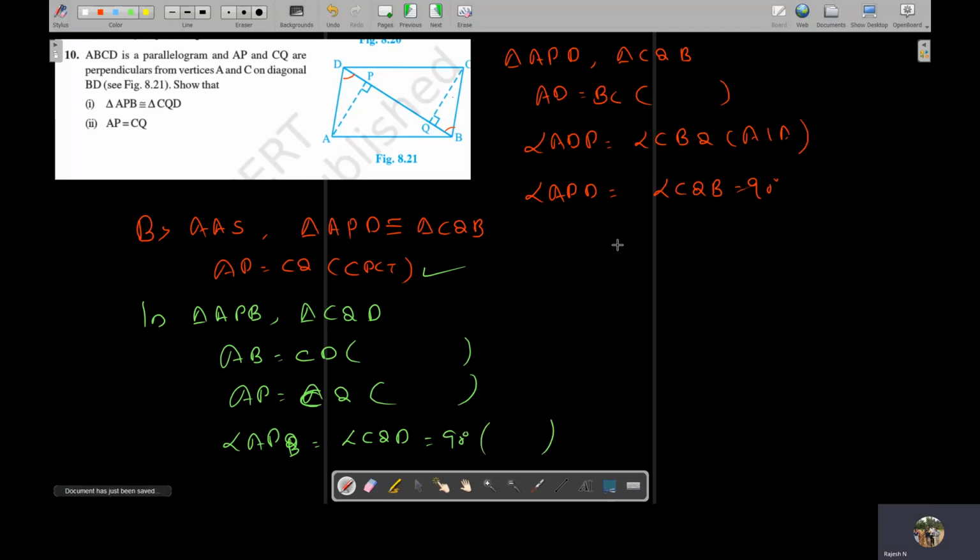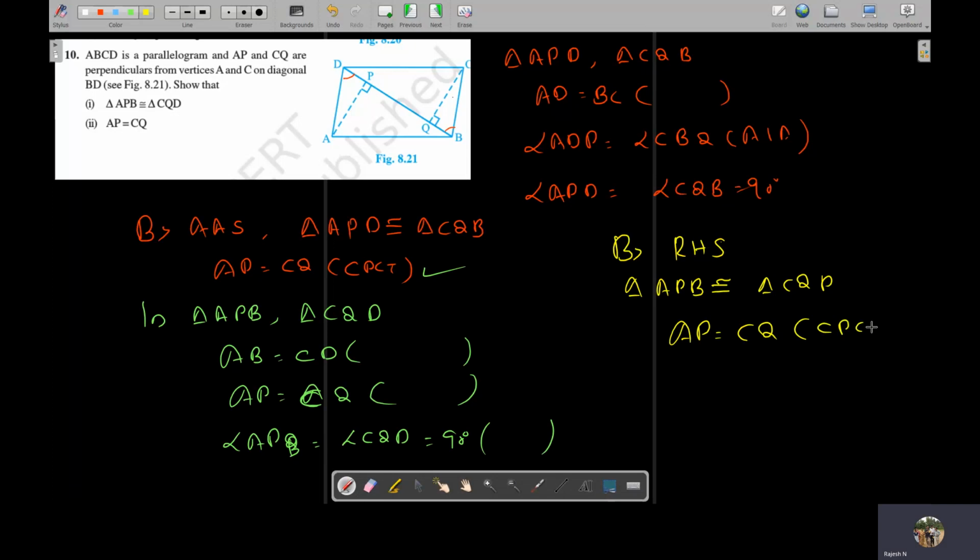Therefore, by which rule? By RHS congruence rule, triangle APB is congruent to triangle CQD. If APB and CQD are congruent, then what can you say? AP is equal to CQ. Reason is CPCT. Already we proved here AP is equal to CQ, so there is no need for anything else.